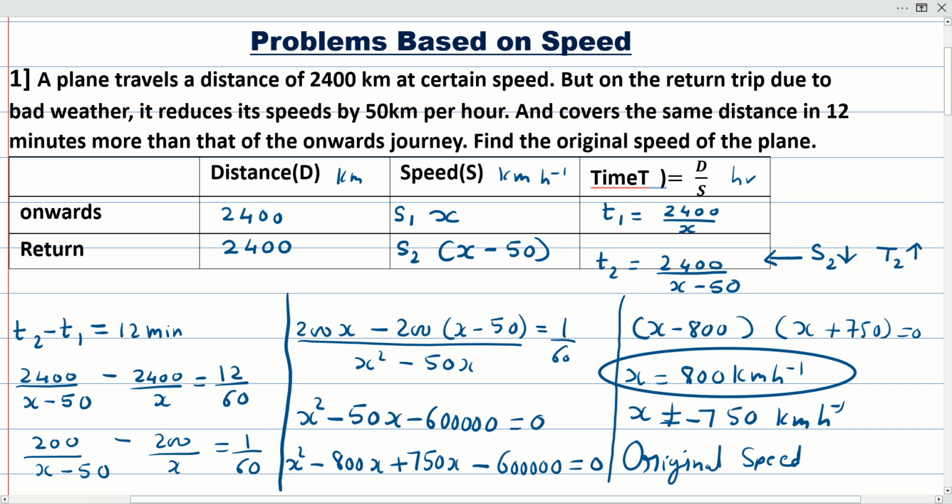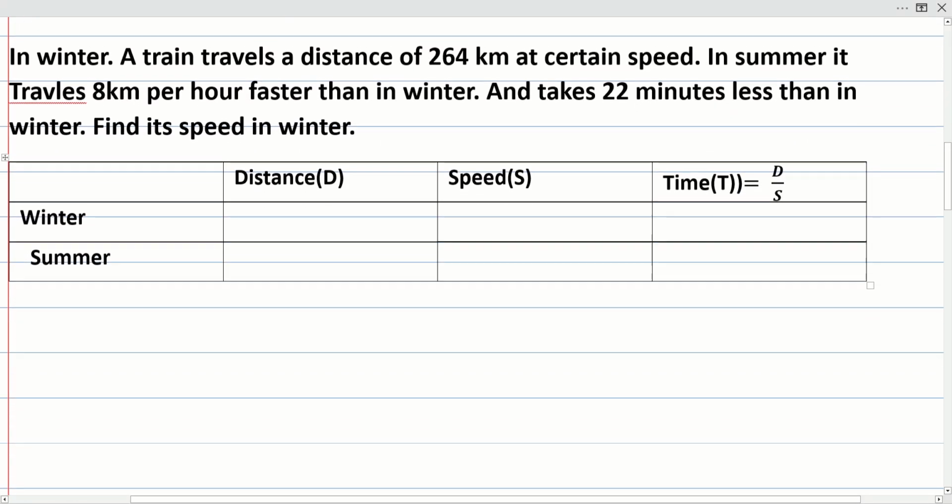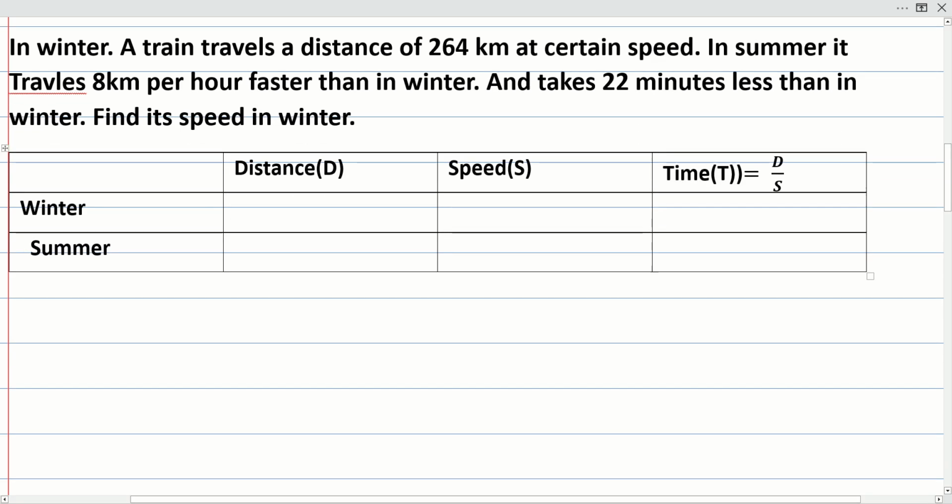Now we'll proceed with the same type but one more new example. Let us see. Okay. Let us read the sum. As for the framework, I have already made it ready because the framework makes the calculation easy and understanding easy. It becomes a day-to-day practical example.